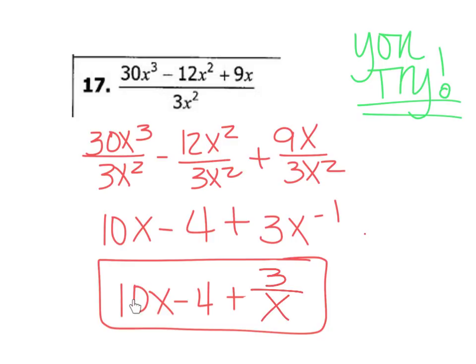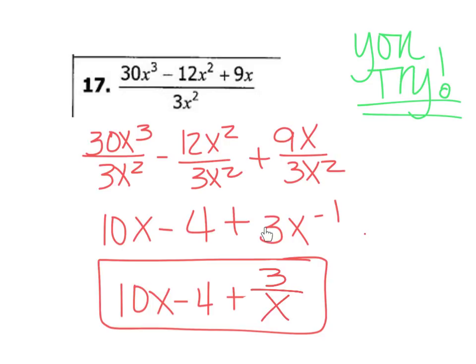Alright, so you should have gotten 10x minus 4 plus 3 over x. How did you get that? So first thing we want to do is rewrite this every term in the numerator divided by the denominator. So we rewrite it as this right here. Then simplifying, 30 divided by 3 gives you 10. Subtract the exponents and you get an x. 12 divided by 3 gives you 4. Subtract the exponents and you get x to the 0 power, so it just goes away.